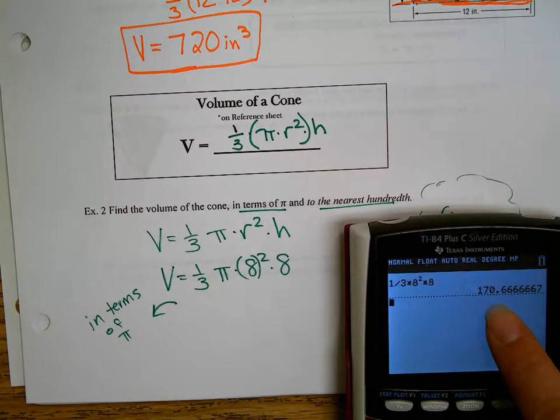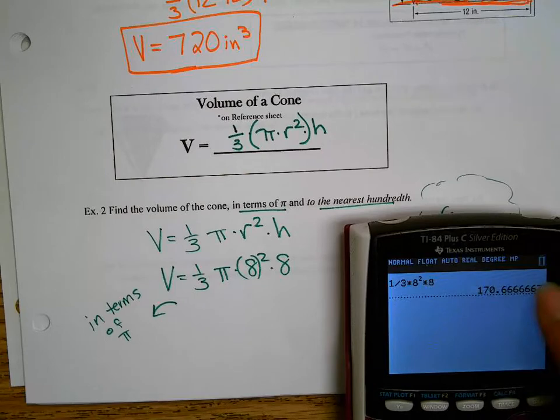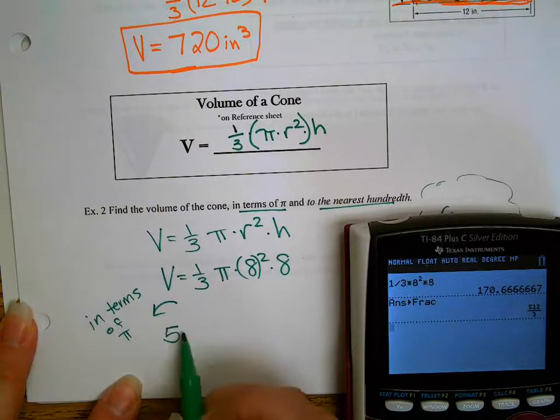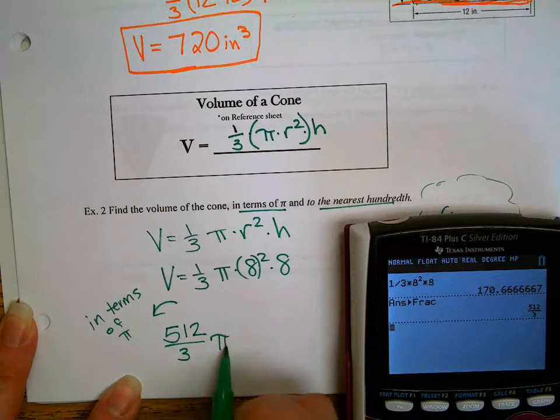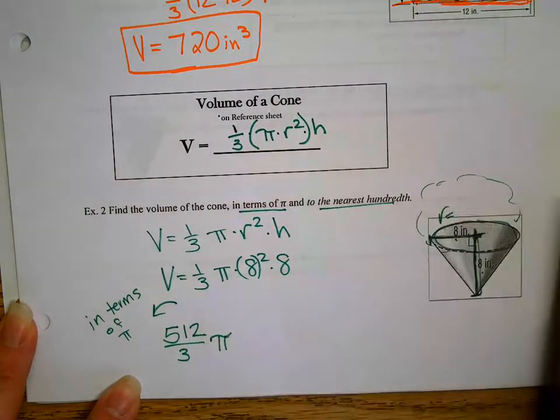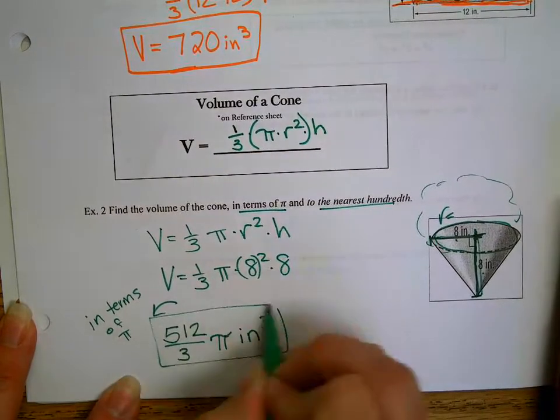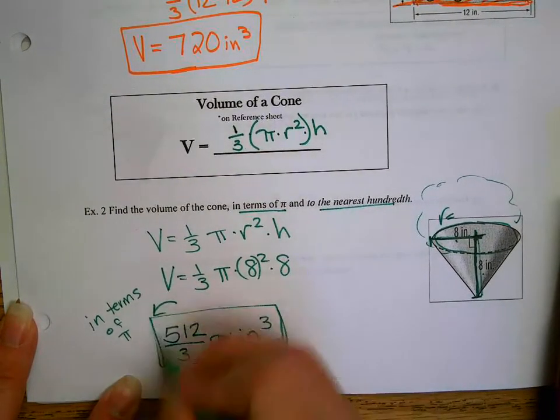gives me 170.666. Now, typically when we write in terms of pi, we don't like decimals next to pi. Okay? So I'm going to hit Math Frac and change that to a fraction. So in terms of pi, this is going to be written as 512/3 pi. And again, the units on this were inches, so it's going to be inches cubed. So that's our answer in terms of pi.